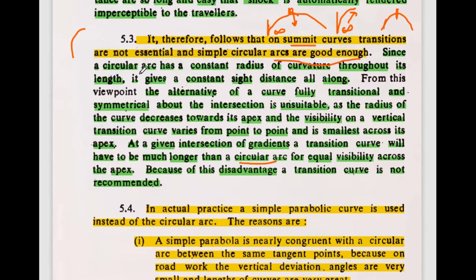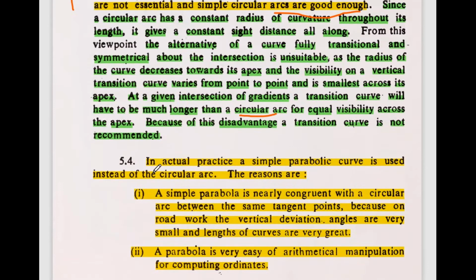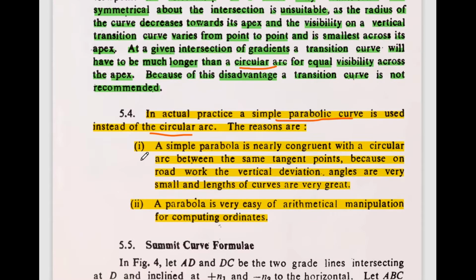So this was all about point 5.3. In the next, 5.4, they have mentioned that in actual practice, a simple parabolic curve is used instead of a circular curve. So why are they saying that? There are two reasons. The first one, a simple parabola is nearly congruent to the arc. And the second is that the parabola is very easy for arithmetical manipulation for computing ordinates.